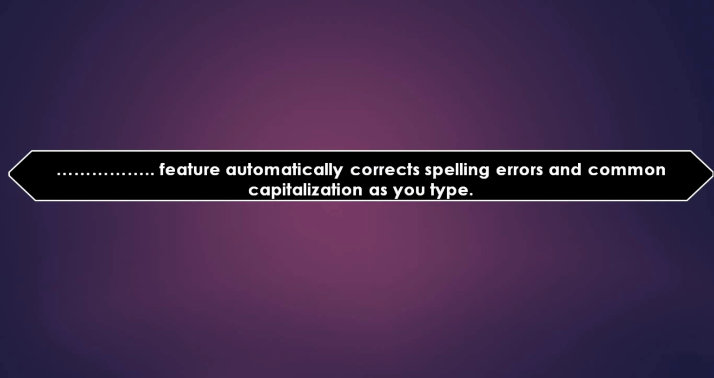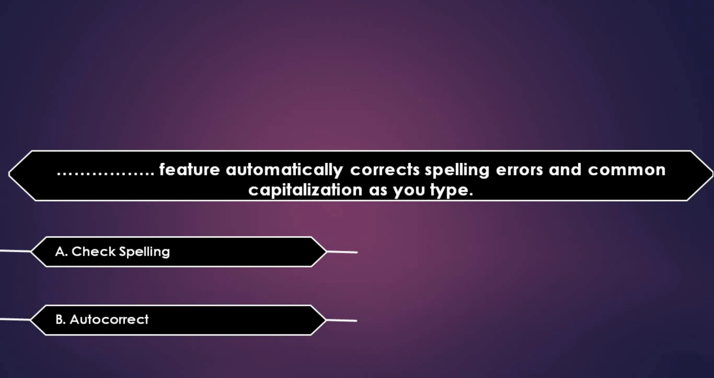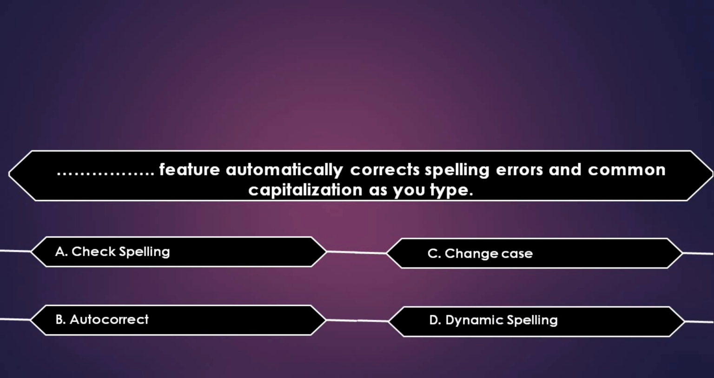Dash feature automatically corrects spelling errors and common capitalization as you type. A. Check spelling. B. Autocorrect. C. Change case. D. Dynamic spelling. The right answer is autocorrect. Autocorrect feature automatically corrects spelling errors and common capitalization as you type.